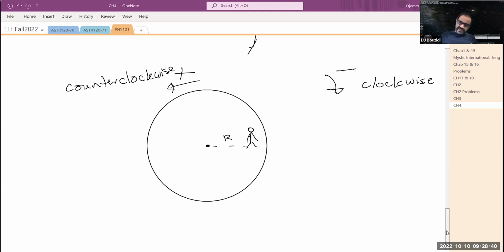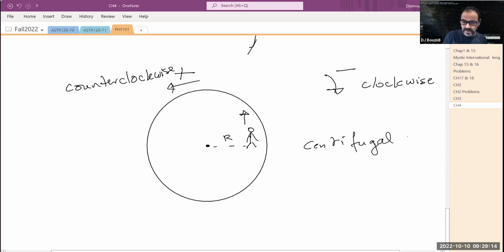If you stand in there, and if the merry-go-round is moving, if you don't have a grip on the merry-go-round, you're going to fly out of it, especially if it's moving fast. The faster it's moving, the more your body tends to move this way. That is what is known as centrifugal force. Centrifugal force is really an inertial force. Centrifugal force is the one that is going to throw you out.